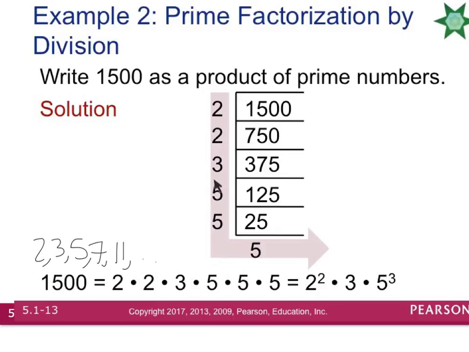We're going to use all the quotients. So we have 2 2s, a 3, and 3 5s. So 2 times 2 times 3 times 5 times 5 times 5, or 2 squared times 3 times 5 cubed. So that's the division method as opposed to the tree method.